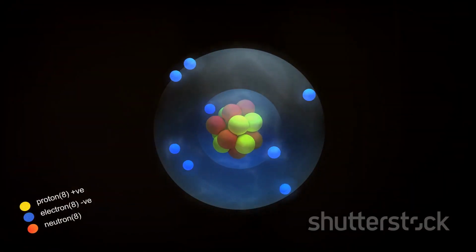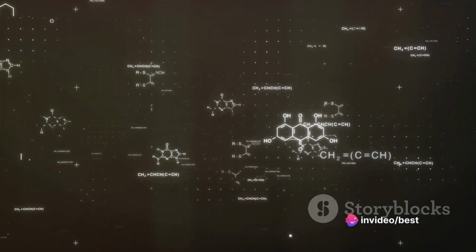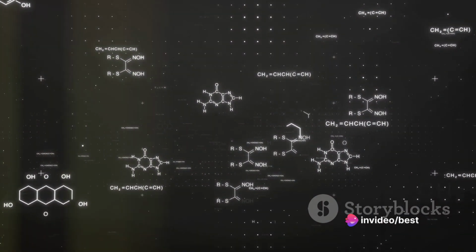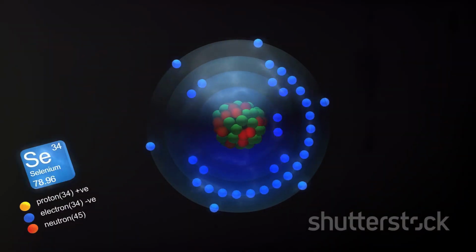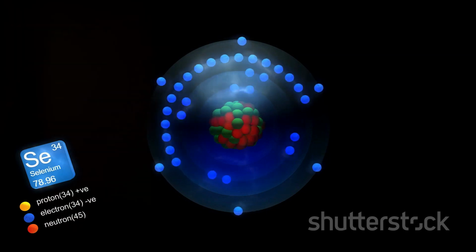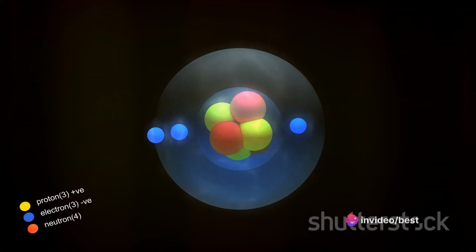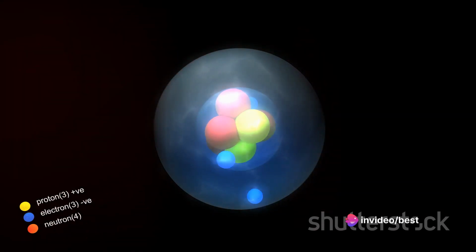orbitals. Each of the sp2 hybridized orbitals of sulfur contains one electron. Similarly, the two sp2 hybridized orbitals of each carbon atom also each contain one electron. However, there's more to the story. The third sp2 hybridized orbital of sulfur contains a lone pair of electrons. This is a pair of valence electrons that are not shared with another atom.